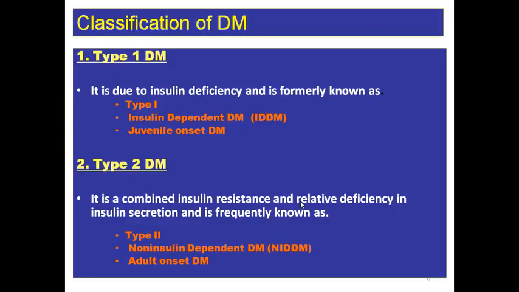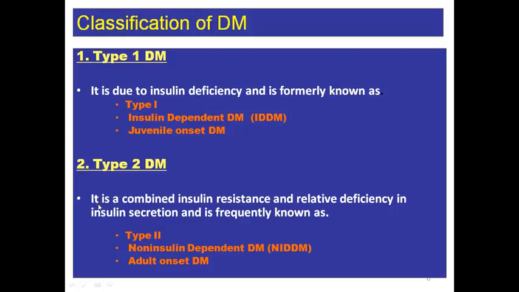Classification of diabetes. So diabetes is classified mainly as type 1 diabetes or type 2 diabetes. Type 1 diabetes was formerly called insulin-dependent diabetes and juvenile onset diabetes, because it was considered to be a diabetes of the younger age group of children, but now the concept has changed.